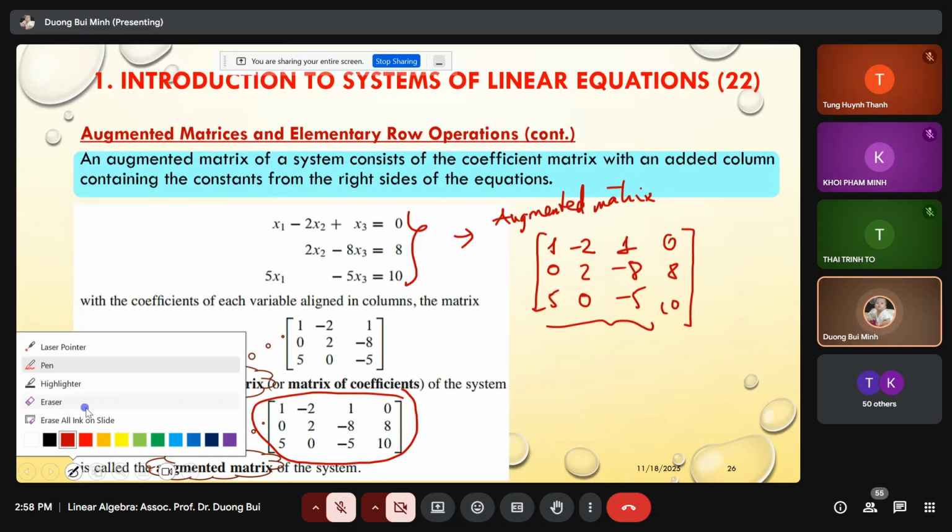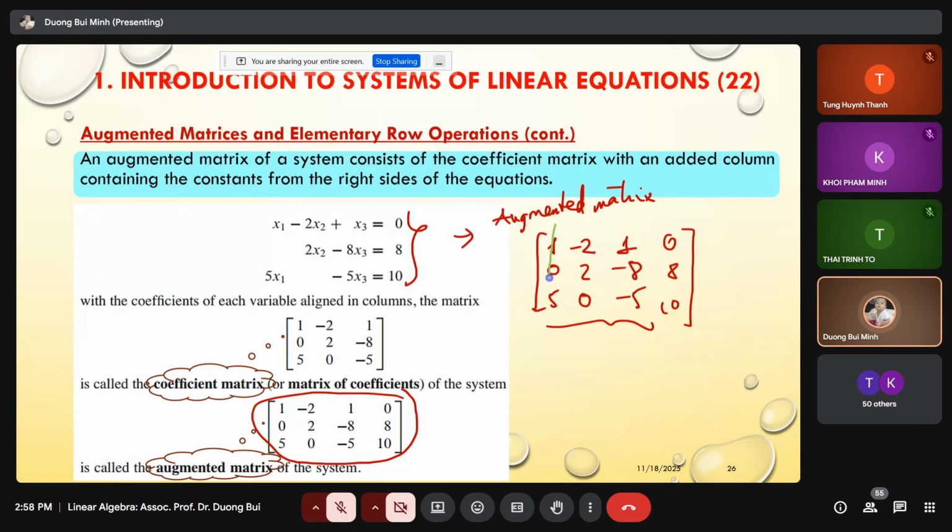So we have the observation. If we consider the first column, this one is for x1, the second column is for x2, here for x3, and here for the constant term, right? So that means you get 1 x1 minus 2 x2 plus x3 is 0, 0 x1 plus 2 x2 minus 8 x3 is 8, 5 x1 plus 0 x2 minus 5 x3 is 10.